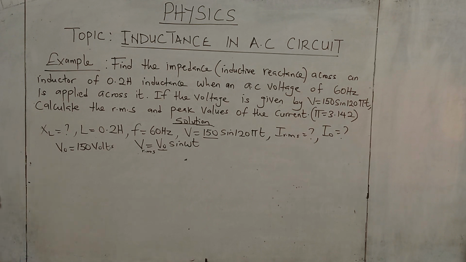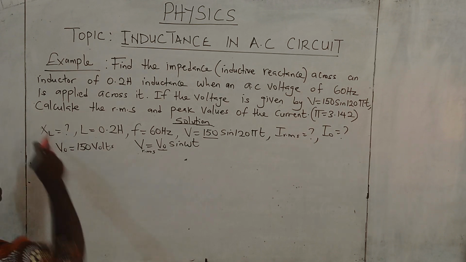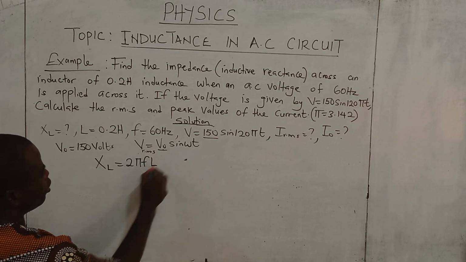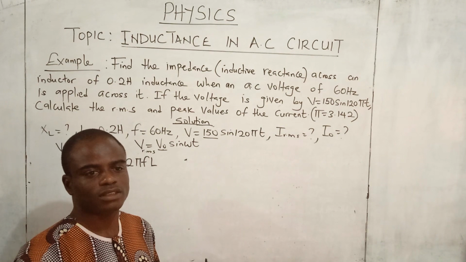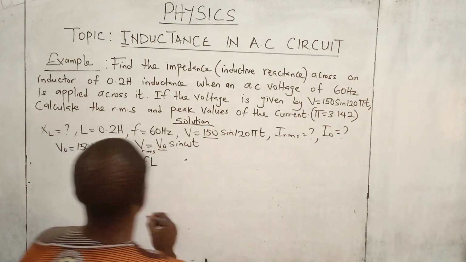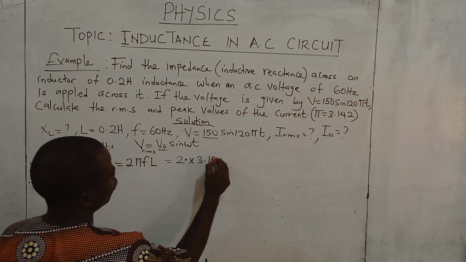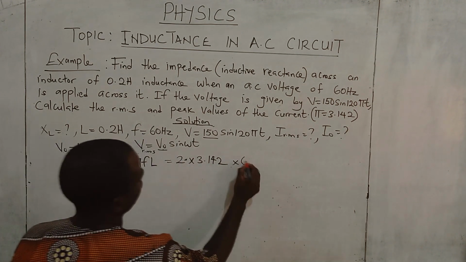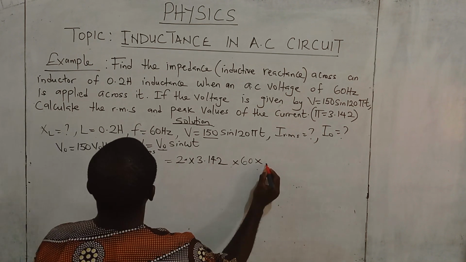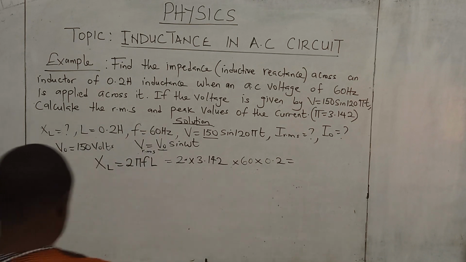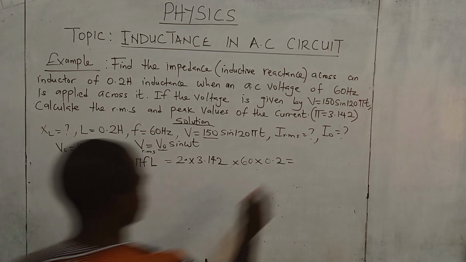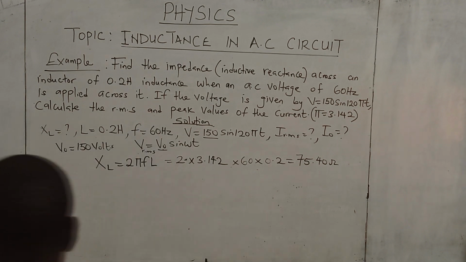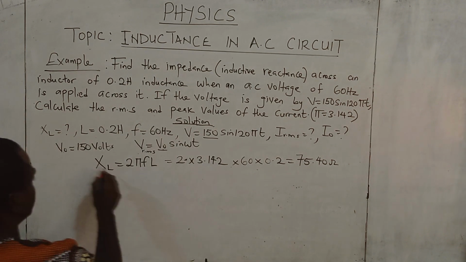Now what are we going to do when solving this problem? We are looking for XL. XL, that is inductive reactance, is 2 pi FL. But under capacitance, XC, capacitive reactance, is equal to 1 over 2 pi FC. Now, 2 times 3.142, which is given to us, times frequency, with our frequency 60, times what's our inductor, 0.2. When you multiply it, what we have is 75.40 ohms. The unit of inductive reactance is ohms.